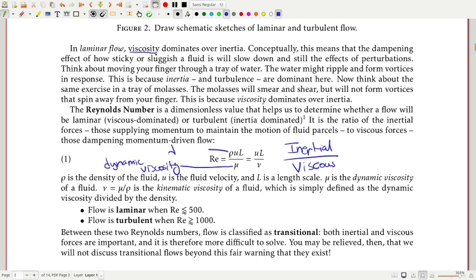Rho is density. U is the velocity of the fluid. And L is a length scale. The length scale could be something like the radius of a pipe or the diameter of a pipe, or it could be the depth of the fluid flow. And so those terms together give us the Reynolds number.